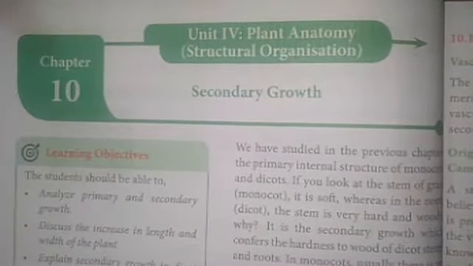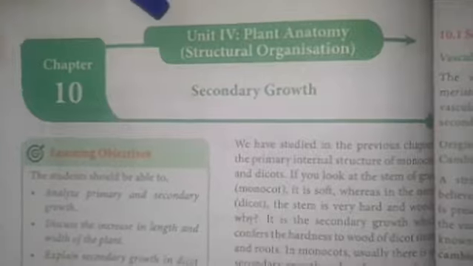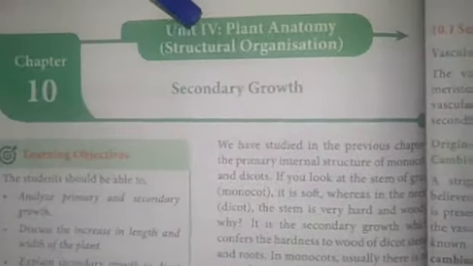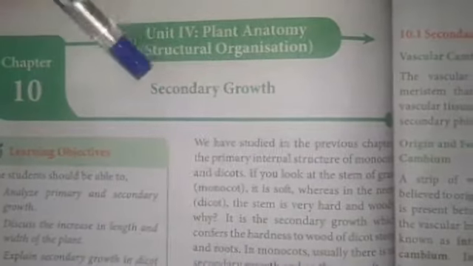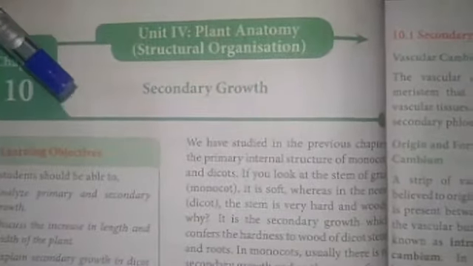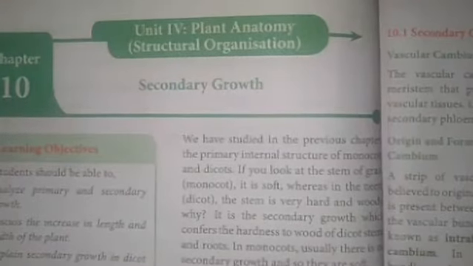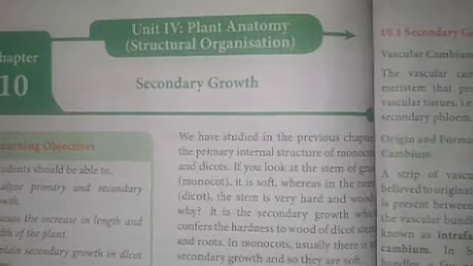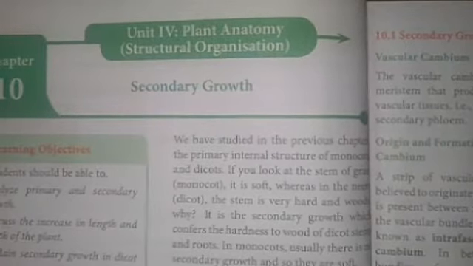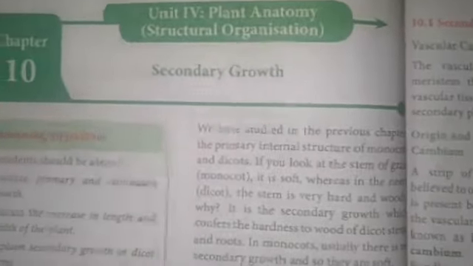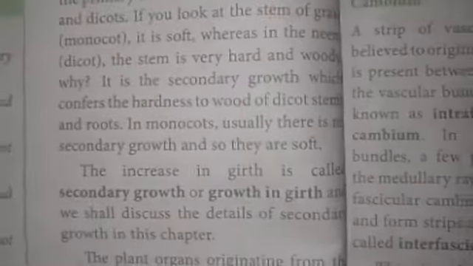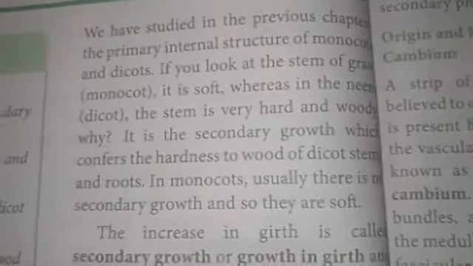In this video, you are going to learn about the new topic, structural organization, secondary growth of the plant. In the previous chapter, you learned about the primary internal structure of the monocot and dicots. In the stem of grasses, that is monocot, it is soft, and the vascular bundles are closed in nature.